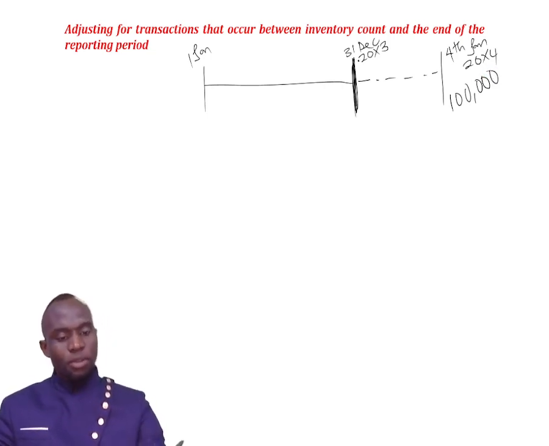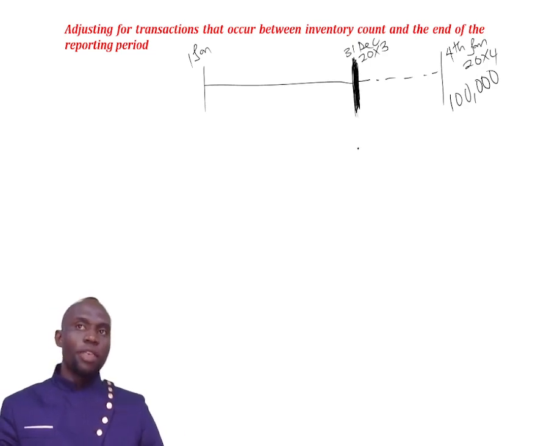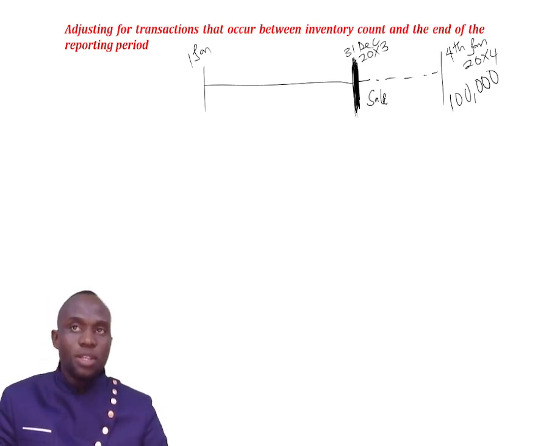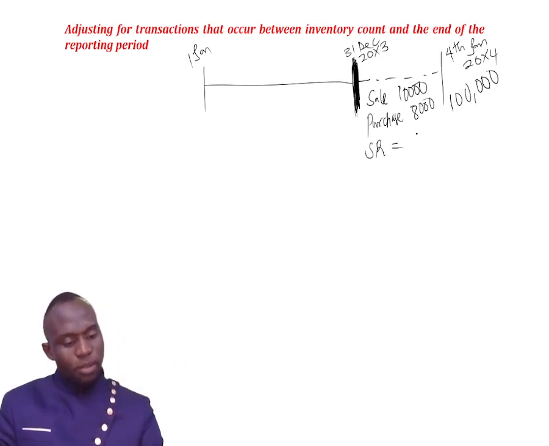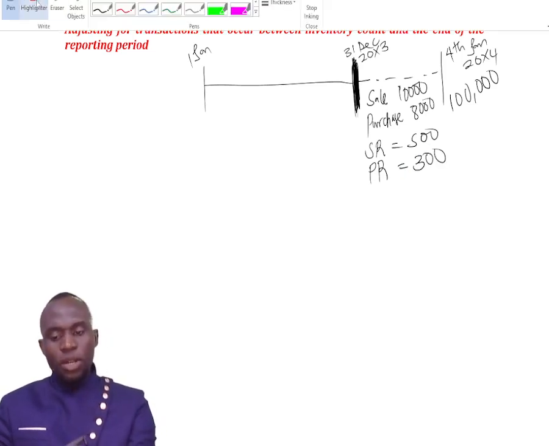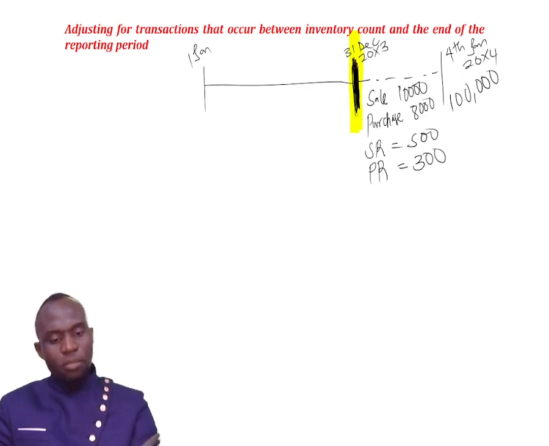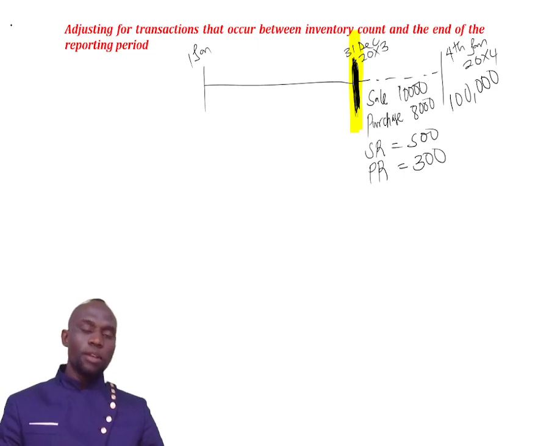But in between 31st December and 4th Jan, the business isn't just static. There are transactions that take place. For example, you might find that we made a sale of maybe 10,000. We made a purchase of maybe 8. We did sales returns. Customers returned goods to us, goods worth 500. And we did maybe a purchase return. We also returned to the supplier goods worth 300. So the question is, what is the inventory on this date, on 31st December? So how do we get inventory on 31st December?